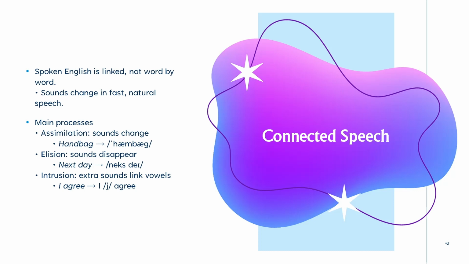The second process is elision, where sounds disappear. For example, next day becomes "nex day", and the T sound is dropped. The third process is intrusion, where extra sounds are added to connect vowels. For example, I agree becomes "I yagree". All of these processes make spoken English faster and more fluent.